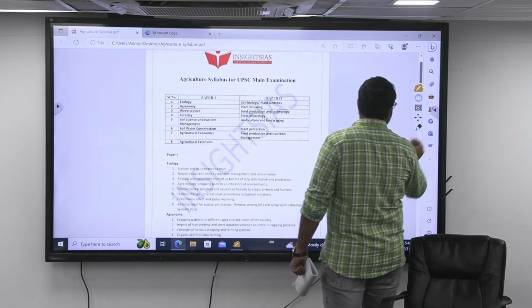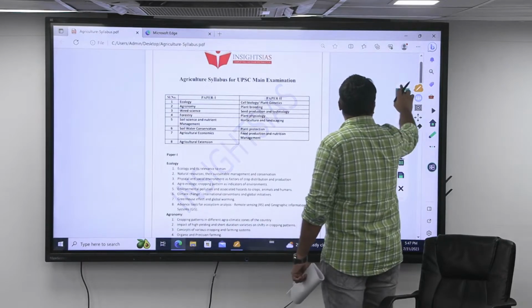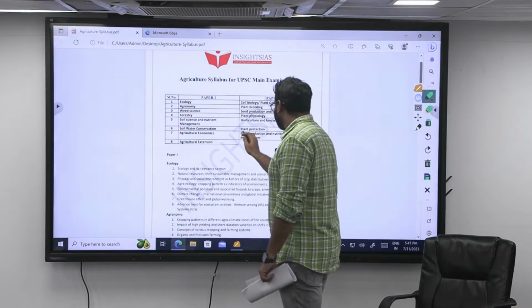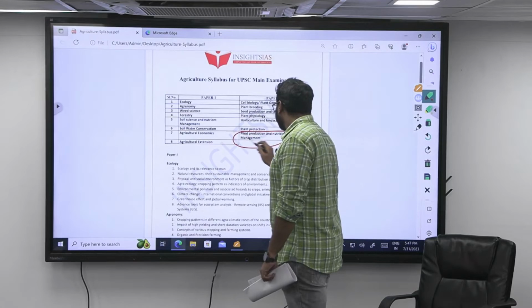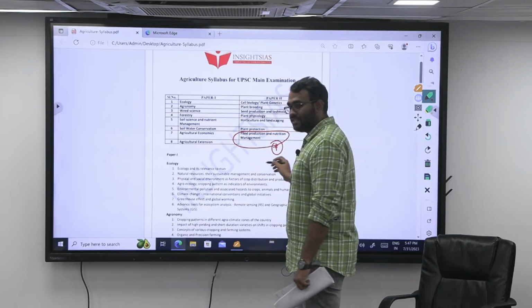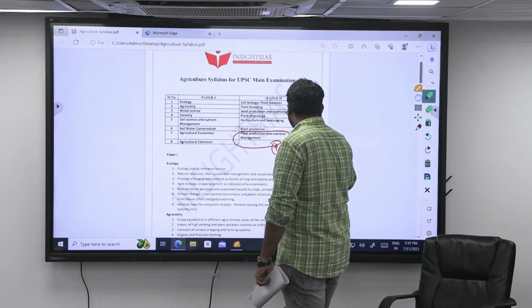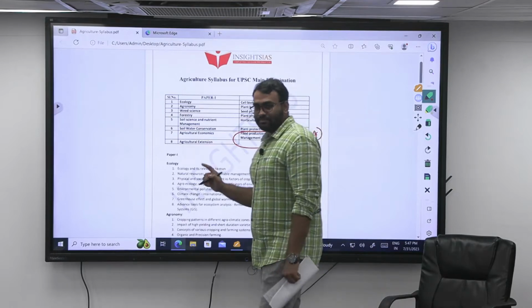In fact, this portion, food production and nutrition management, coincides with GS3. The GS3 agriculture portion, which is there in the economy, will be almost the same, right?